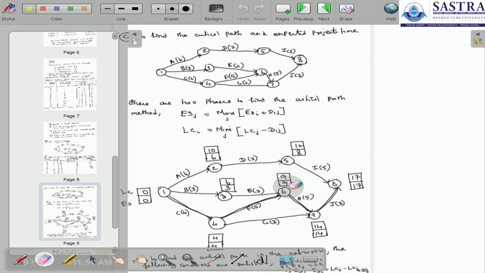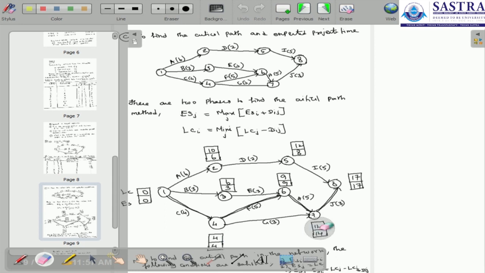And for the 7th node, two options are there. One is from 6 to 7, and the other one is 4 to 7. From the 6th node it is 9 plus 5, which is 14, and here it is 4 plus 3, which is 7. So we can choose the maximum, which is 14. Now the early start time is 14.